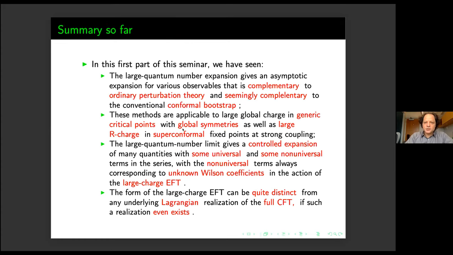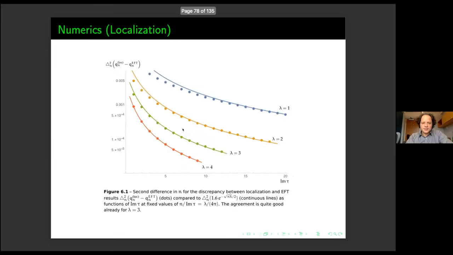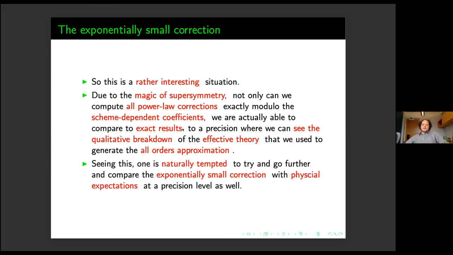So far we've seen that the large quantum number expansion gives an asymptotic expansion for various observables. These methods are applicable to large global charge and generic critical points with global symmetries, as well as superconformal fixed points. The large quantum number limit gives a controlled expansion of many quantities with interesting universal parts of the expansion. And for superconformal theories, it's basically all universal. And then the form of the large charge EFT can be quite distinct from any underlying Lagrangian dualization.